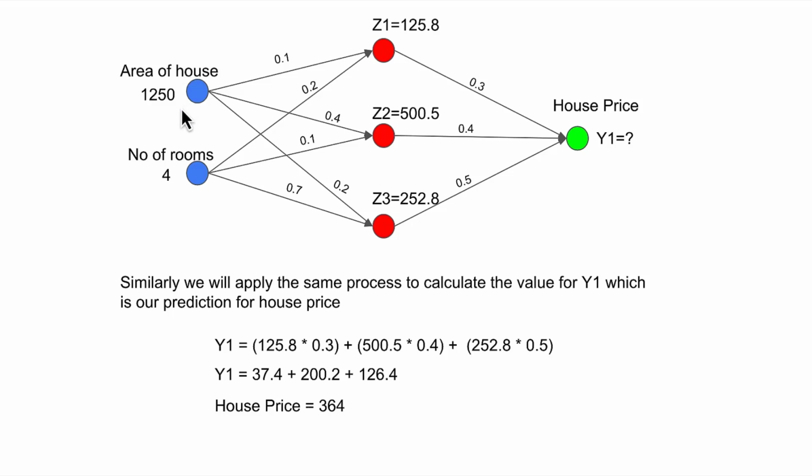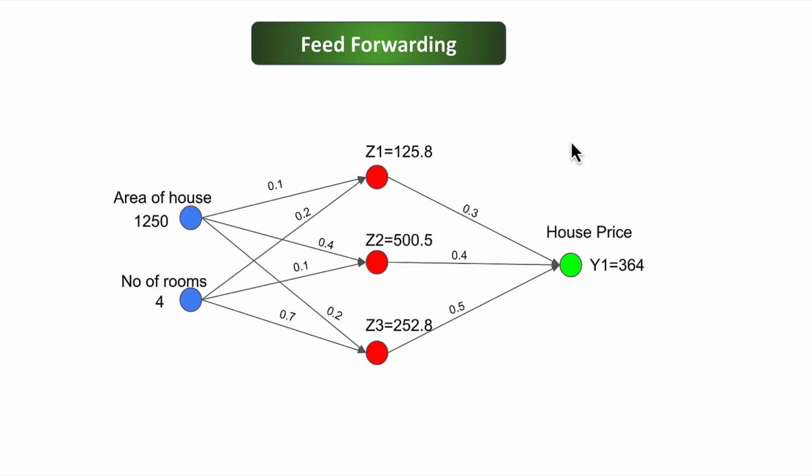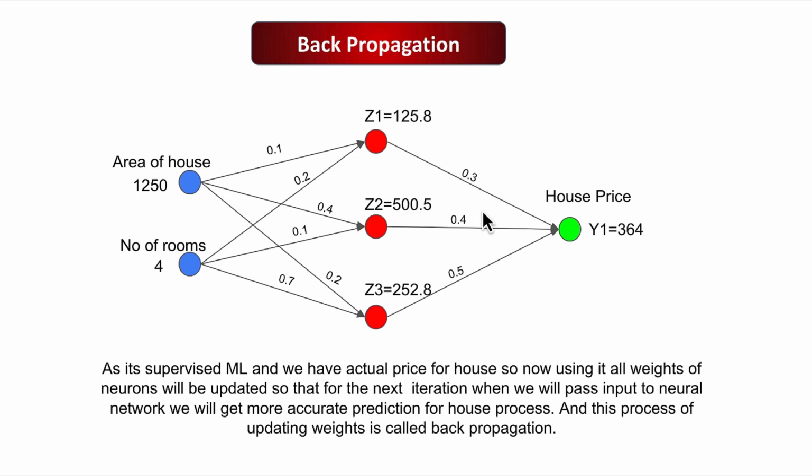But for now, we have passed input data to our neural network at the input layer and we have calculated the value of neuron at the output layer. And this process is called feed forwarding. So feed forwarding is the process of passing all your training data to neural network at the input layer and getting the value of neuron at the output layer. And after getting this predicted value, we are going to update these weights. And the process of updating these weights is called backpropagation.